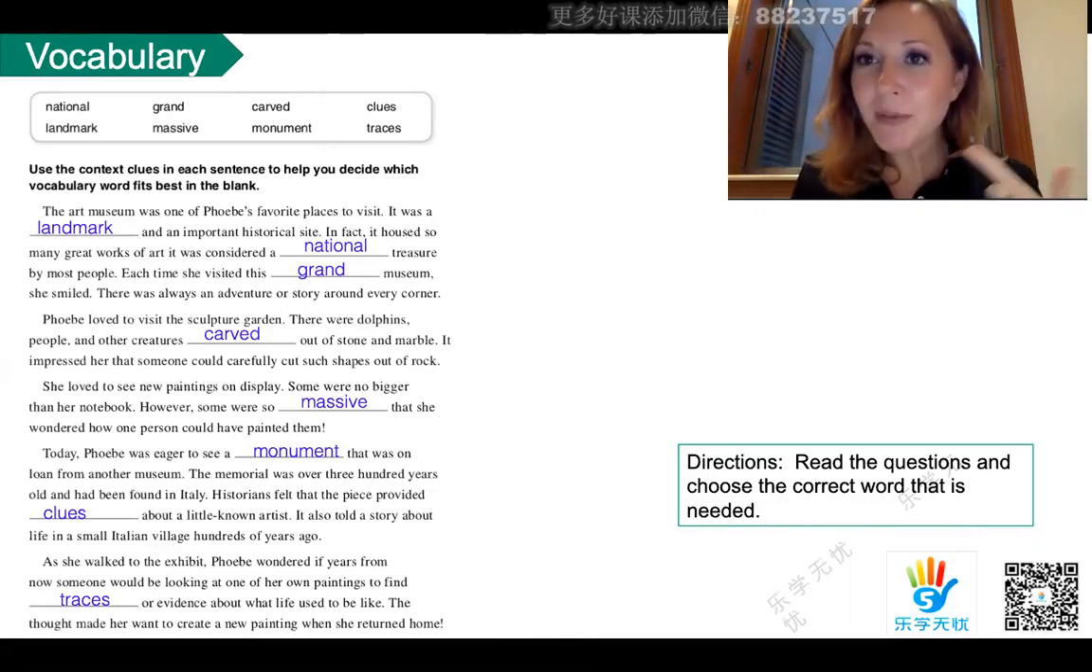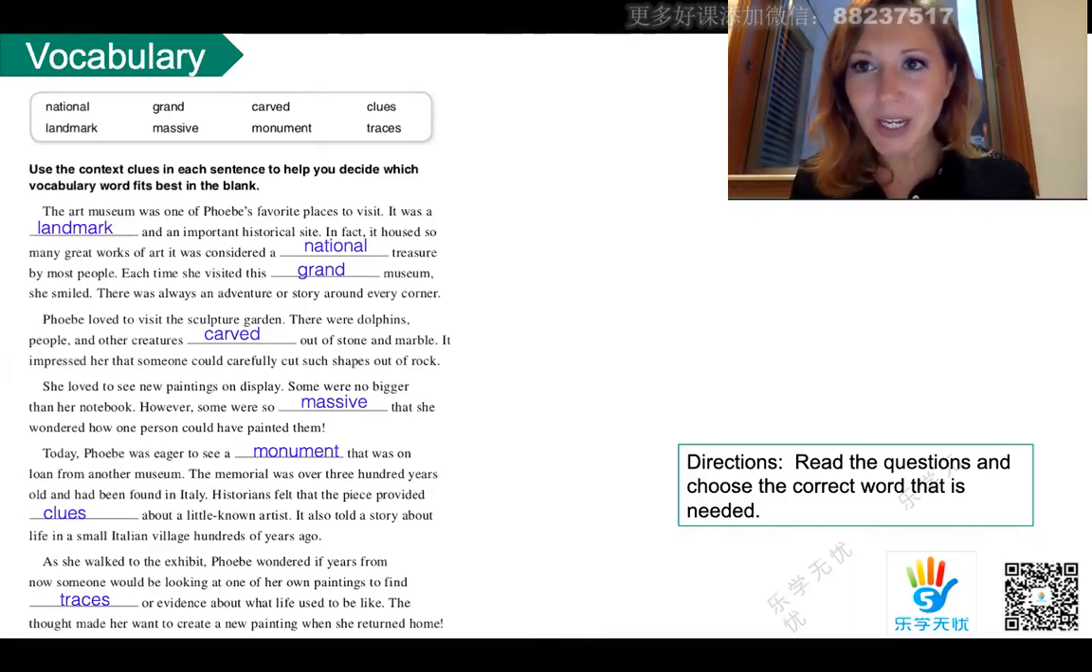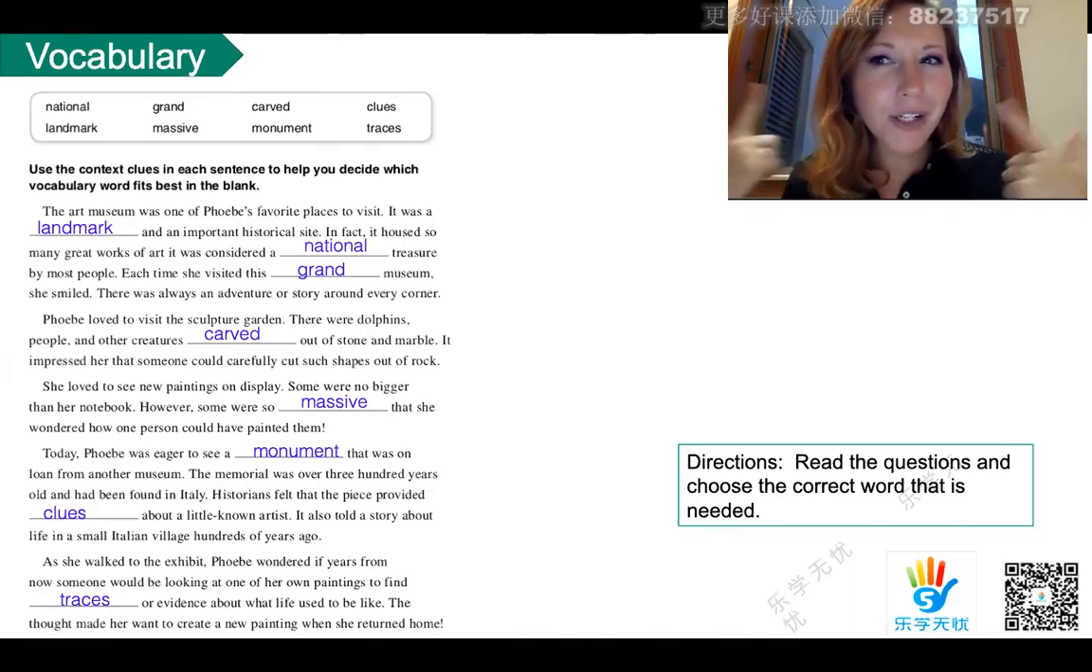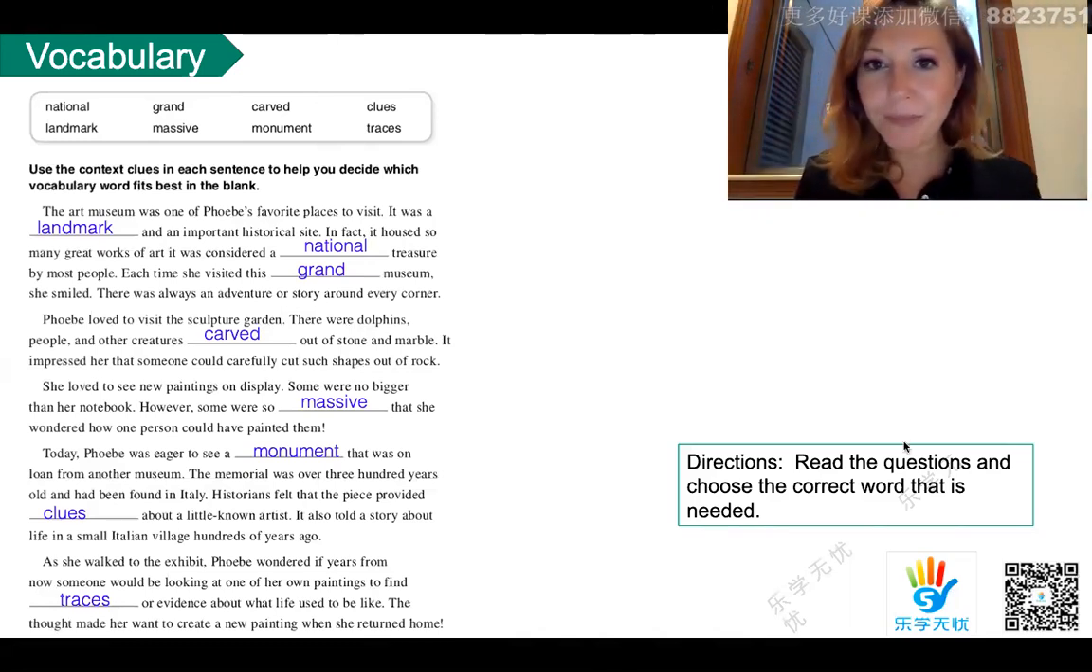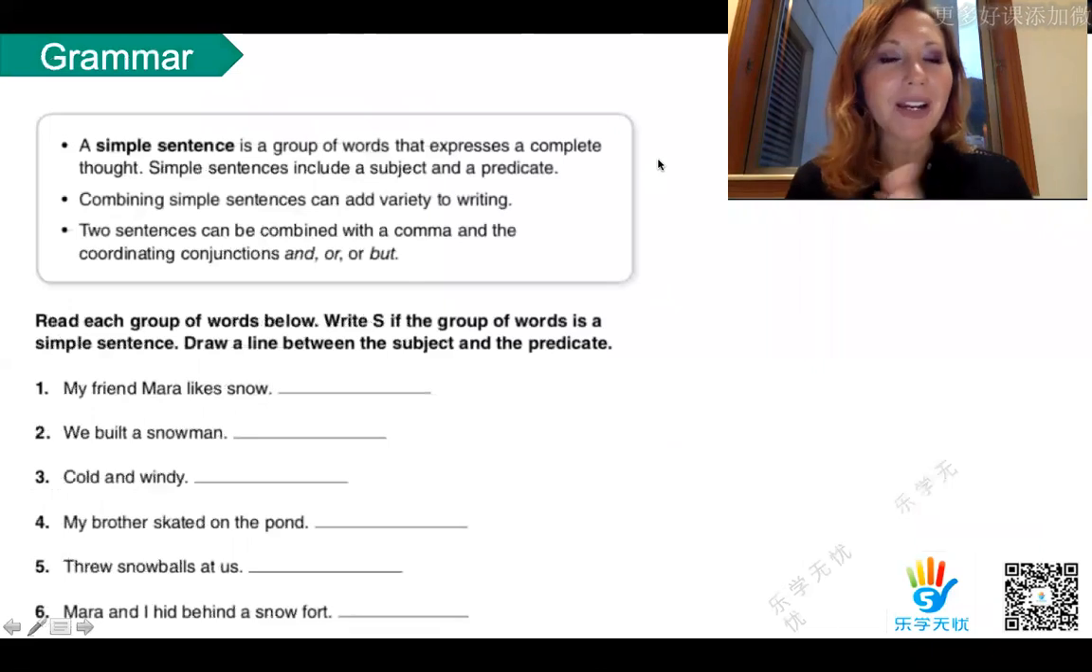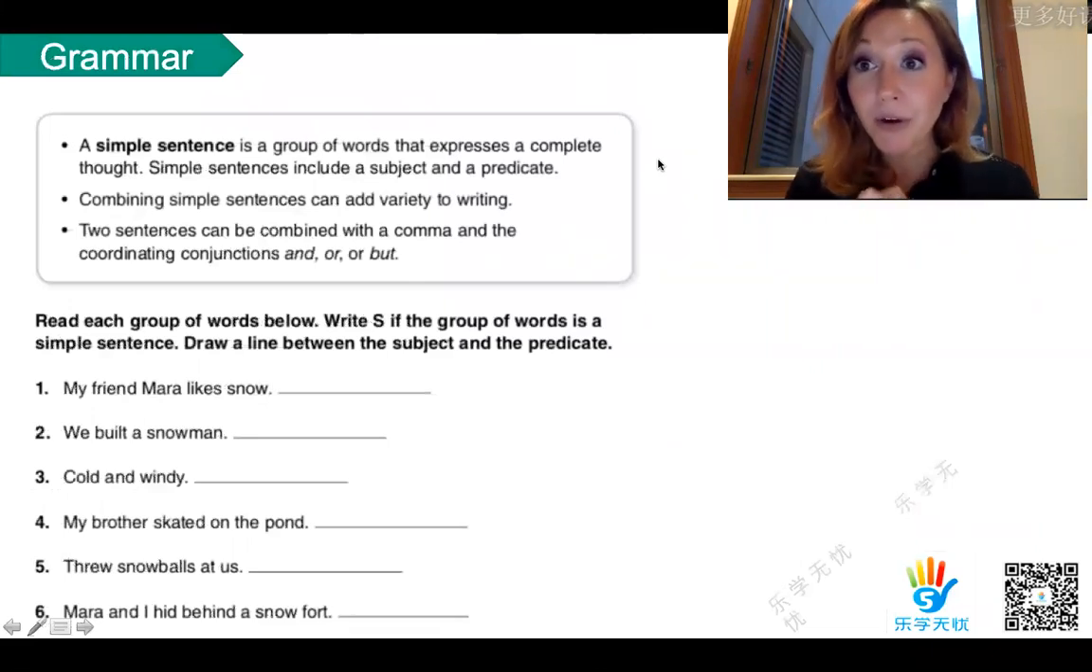Just practice some of these vocabulary words this week so you can understand them a little bit better. We are always better with more practice. All right, now let's look at our grammar for today.